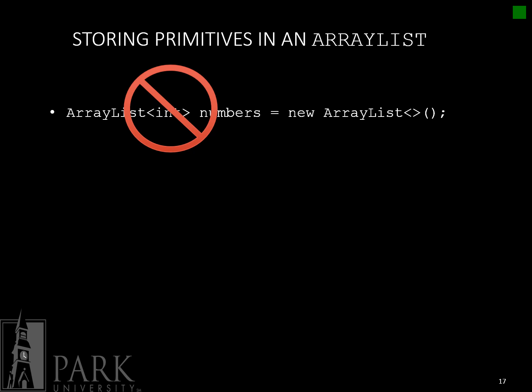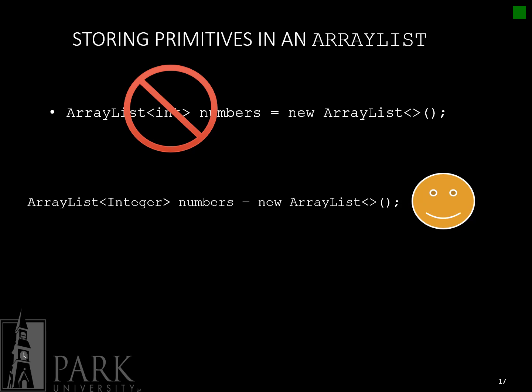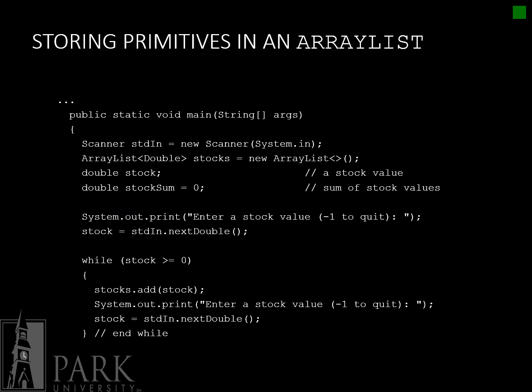And ever since Java 5.0, the wrapping process has been done behind the scenes. So for ArrayLists, it's done automatically if a wrapper class is used in an ArrayList declaration. So you can do this, but note here that we are using the wrapper class, not the primitive. So let's take a look at this in action.